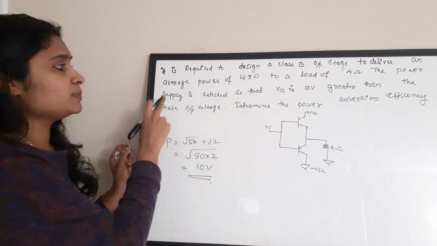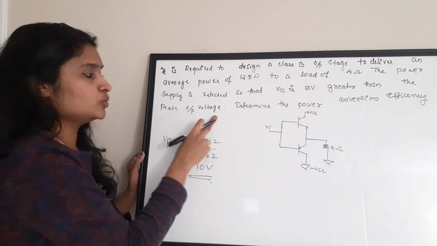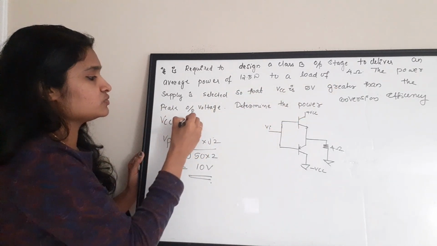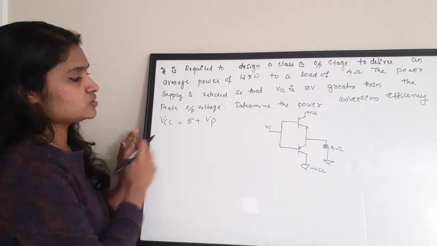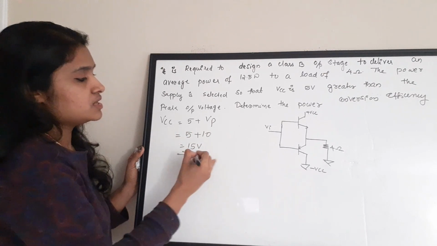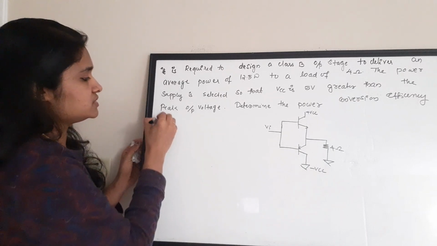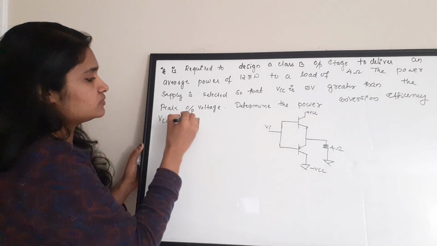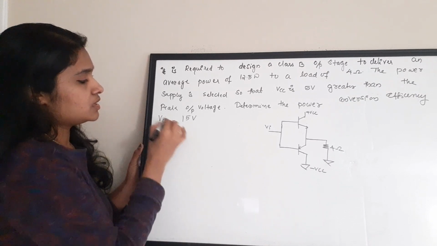What is VCC according to the question? I will read it once again. The power supply is selected so that VCC is 5 volt greater than the peak output voltage. So VCC is equal to 5 plus Vp. Vp is obtained as 10. So 5 plus 10 is equal to 15 volt is the VCC. Okay. So we have obtained what is VCC now.